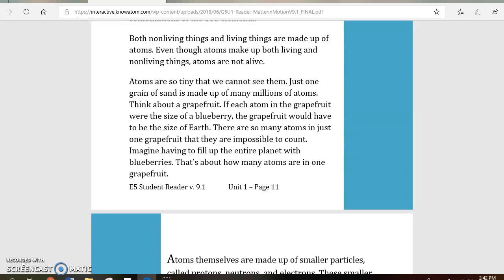Think about a grapefruit. If each atom in the grapefruit were the size of a blueberry, the grapefruit would have to be the size of Earth. There are so many atoms in just one grapefruit that they are impossible to count. Imagine having to fill up the entire planet with blueberries. That's about how many atoms are in one grapefruit.